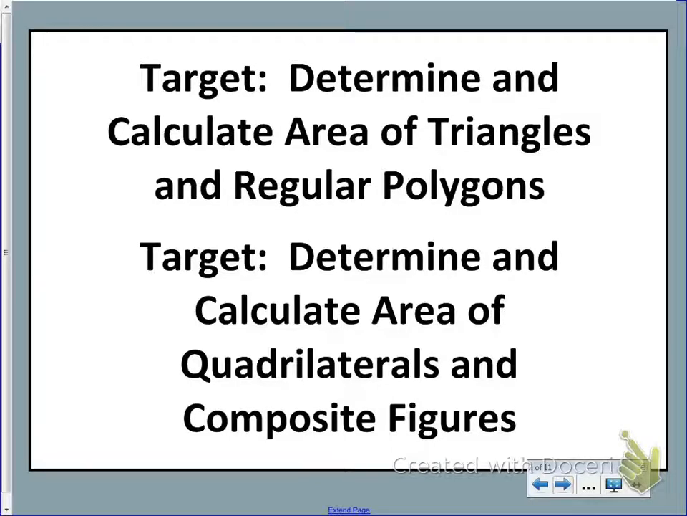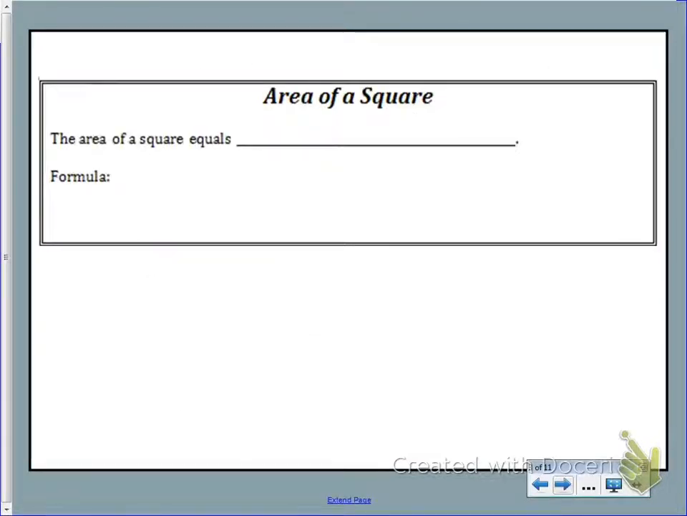So we're going to start with very basic figures and then work on to more complex figures as we move along. Let's start with the area of a square. The area of a square equals the side squared. And we would write that formula as A equals S squared.